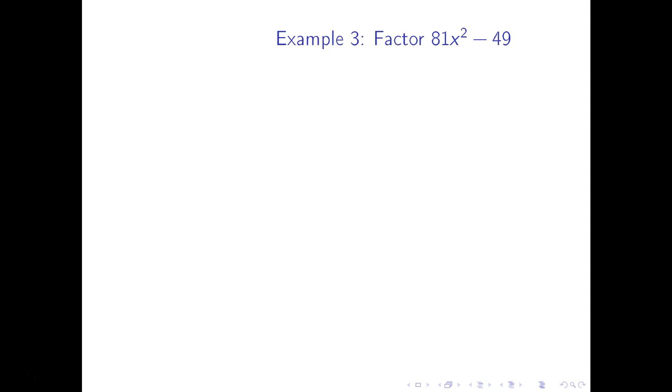Let's do another one. 81x squared minus 49. I want you to ask the question of what is being squared in each term. Well, hopefully you said the first term is 9x squared and the second term is 7. So with that in mind, can you break it apart using the difference of squares rule? Well, hopefully you realized it's 9x minus 7, 9x plus 7.